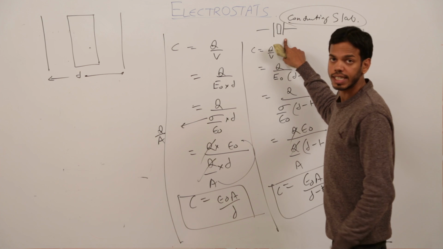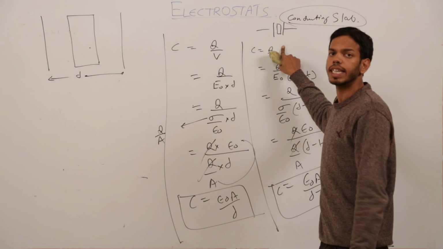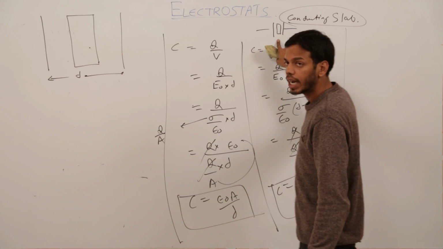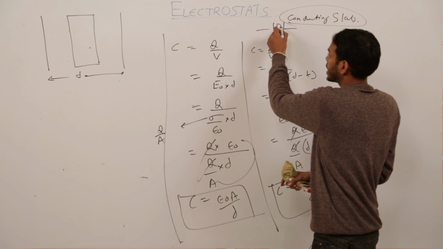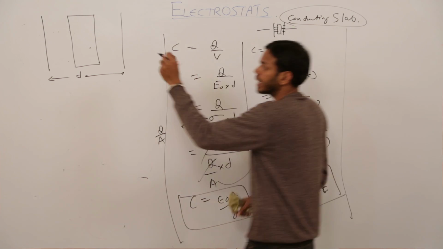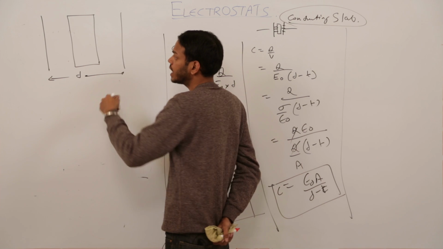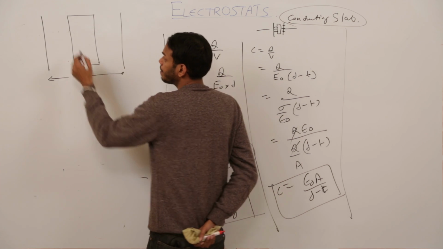as it was not present in case of conducting slab, because in conductors charge does not reside inside the body of a conductor, hence there will be no electric field inside the conductor. There was electric field only here and here, but in case of dielectric there will be electric field inside, but less, obviously depending on the dielectric of the medium.